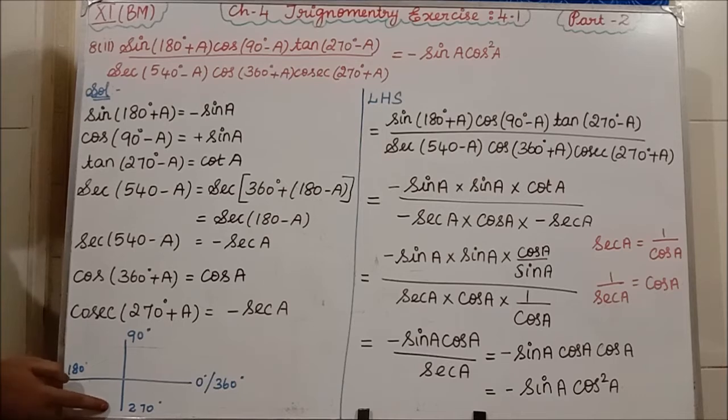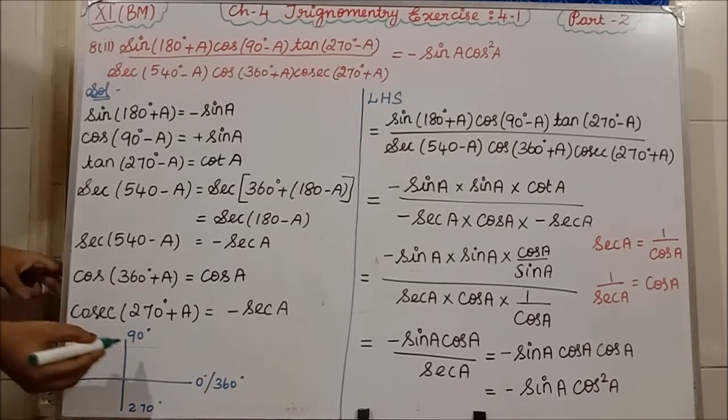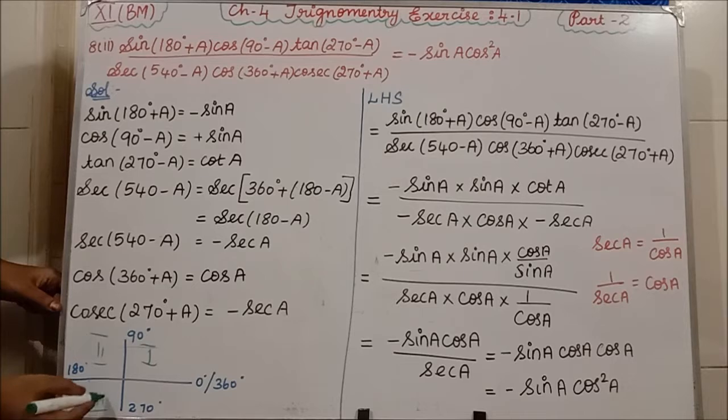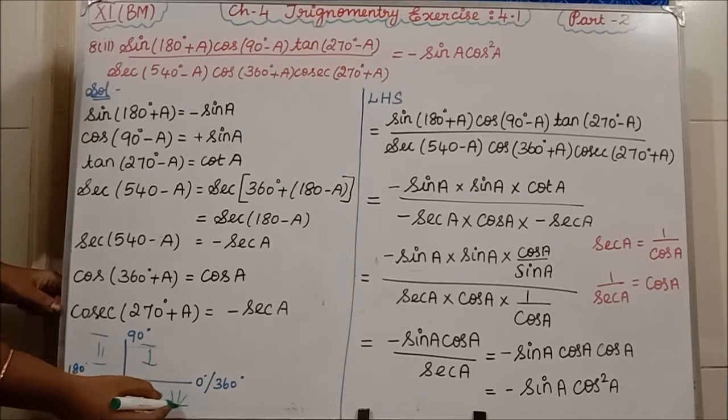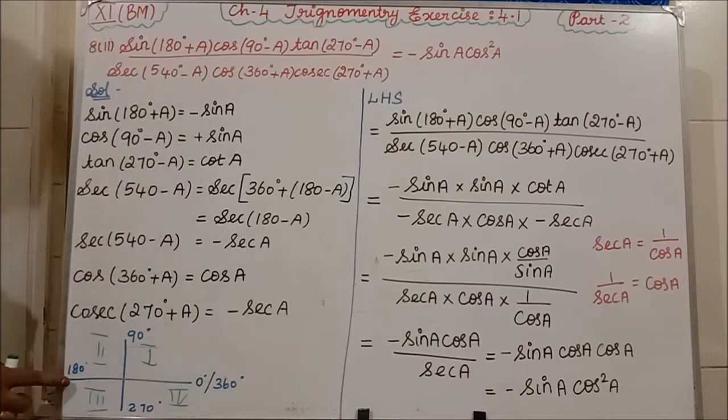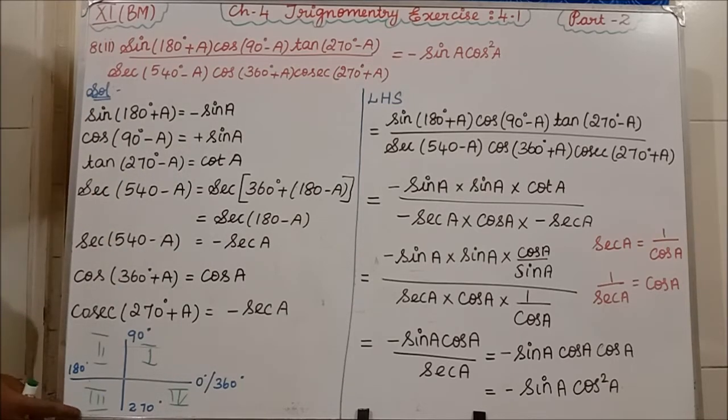Plus A means it will lie in the third quadrant. Isn't it? You all know this is our first quadrant. This is our second quadrant. And this is our third quadrant. And this is our fourth quadrant. Here the question is what? 180 degree plus A. Here 180 degree plus A means it will come in this third quadrant only.